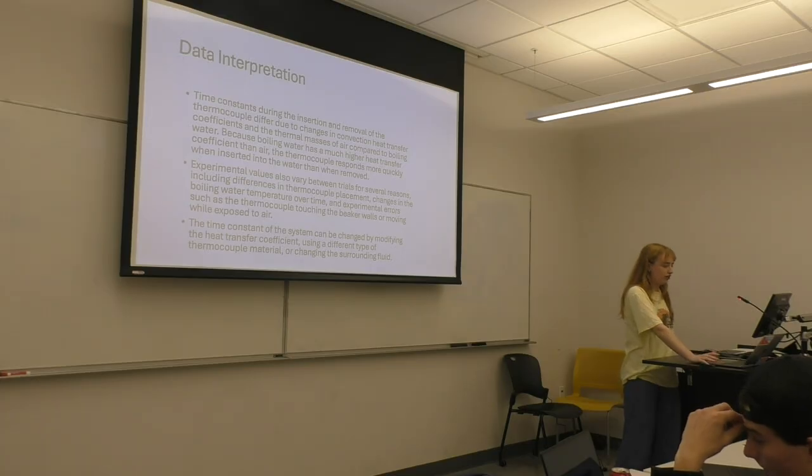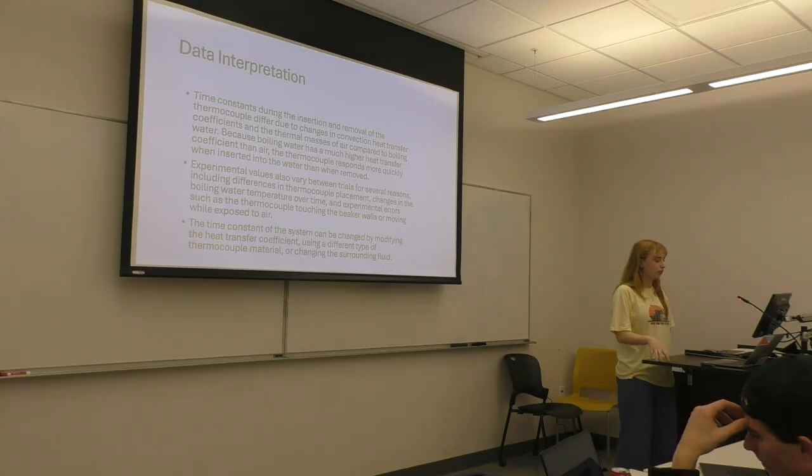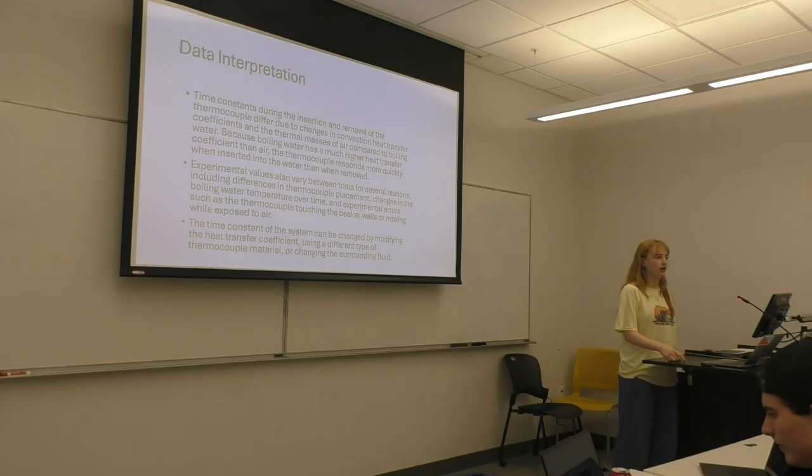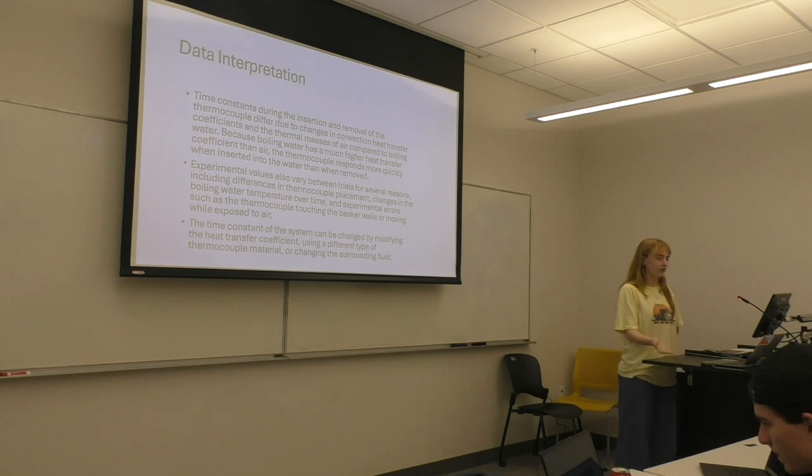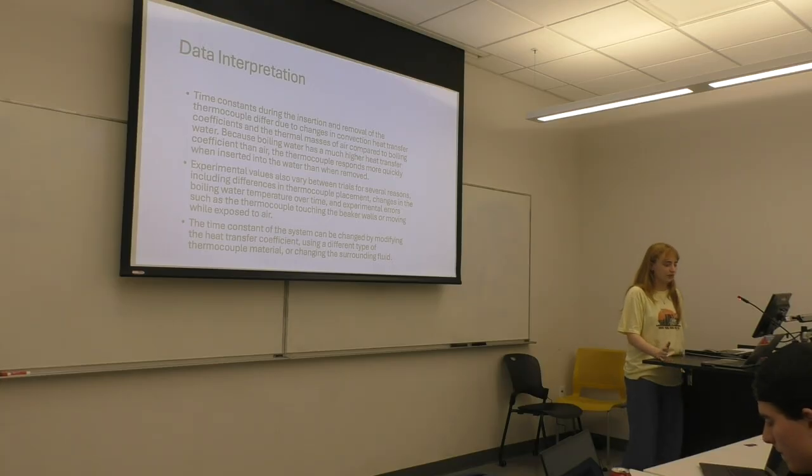So the data interpretation, as I've kind of talked about it as it's gone on, the insertion versus removal: the insertion had the smaller time constant because it was so quick, versus the removal had a larger time constant because it was so slow. The experiment could have been messed up by doing it differently. You can never have the same experiment twice. Several reasons: human error, thermocouple placement, changes in boiling water, not really, but experimental errors. You can hit the wall of the beaker and, again, moving while exposed to air.